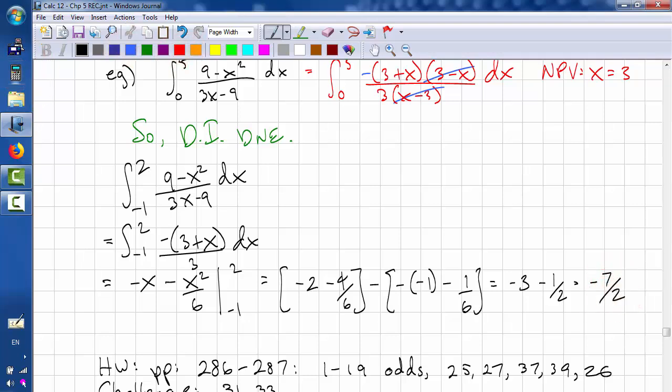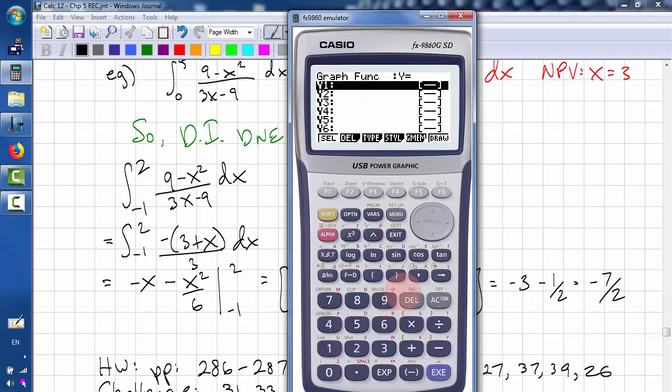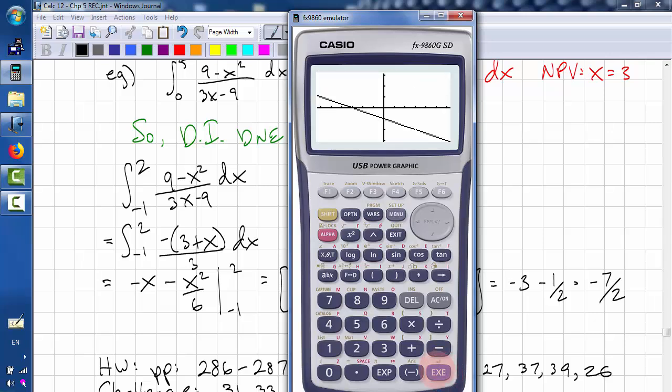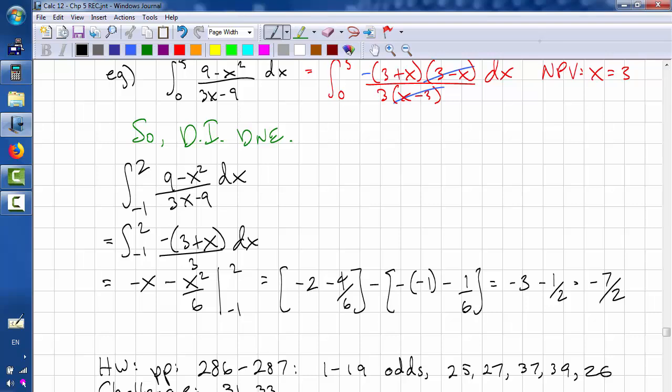And we can verify this on the calculator. So we have 9 in a bracket, 9 minus x squared divided by 3x minus 9. Draw, and we'll integrate this. F3, and we're going from -1 to 2. And we get -3.5, which is -7 over 2. That verifies the answer.